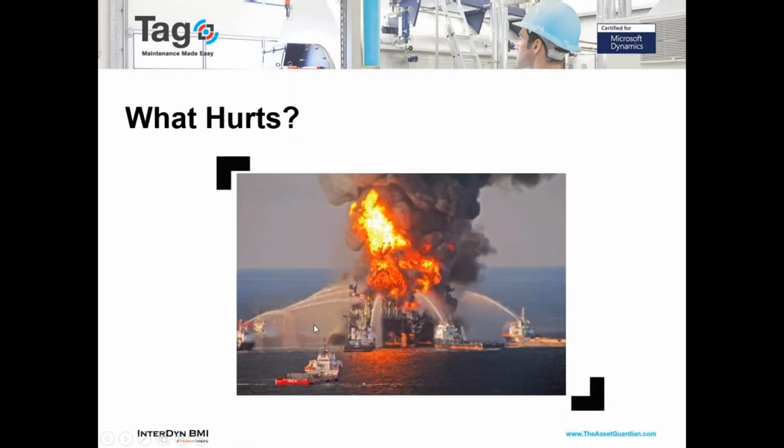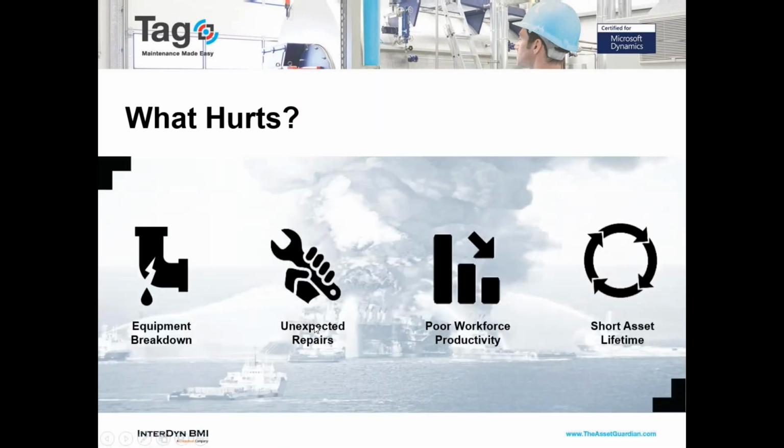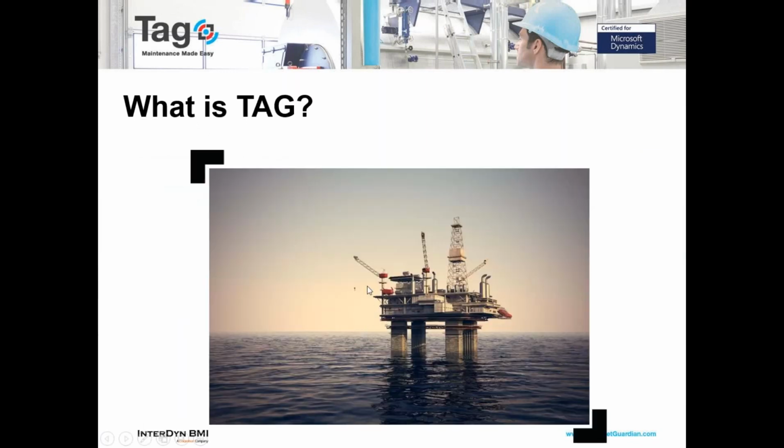From a maintenance perspective, sometimes it's always about what hurts. And what hurts is equipment breakdown, unexpected repairs, poor workforce productivity or labor issues in terms of being able to get your guys to the right place at the right time, and sometimes short asset lifetime, or short-tened, maybe a better way to put it, asset lifetime than you would expect it to be. So these are the sorts of things that we deal with when we're dealing with the Asset Guardian or the maintenance solution inside of Microsoft Dynamics.